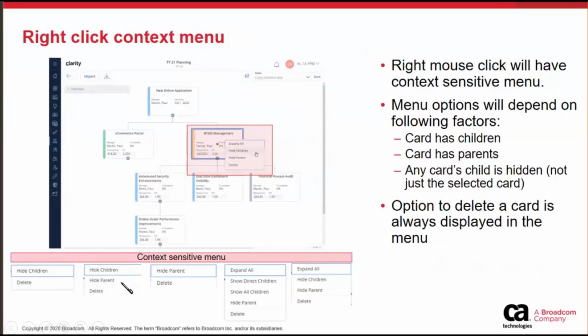So depending on if my card has a parent as well as a child, then I will see this context menu. If I don't have any children but only a parent, then I can hide my parent or delete. If the children are collapsed, then I can either expand all or only show my children and not my grandchildren, or show all the children. So the context sensitive menu will be displayed based on the different cards and the children that the card might have. The option to delete a card will be in all the context menus, so you always have that option to delete the selected card.